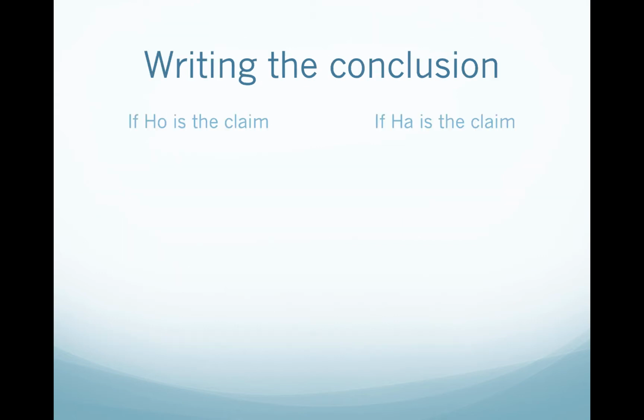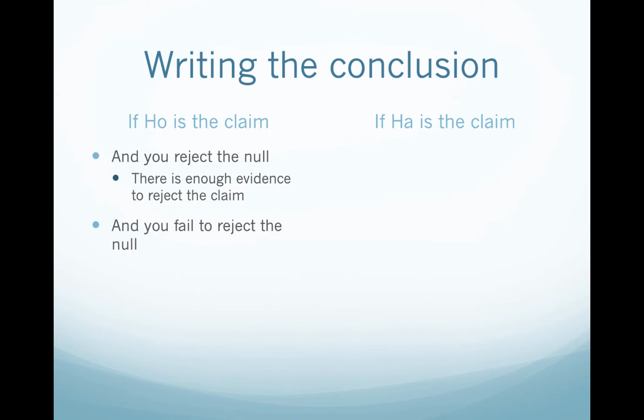Okay, writing the conclusion. We have a couple options here. The null can be the claim or the alternative can be the claim. If the null is the claim and you reject the null, then essentially you're rejecting the claim. So we say there is enough evidence to reject the claim. However, if you fail to reject the null, then there's not enough evidence, and so we would say there is not enough evidence to reject the claim.